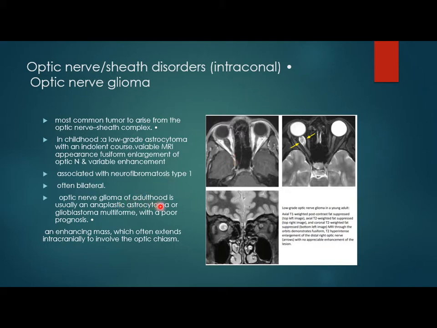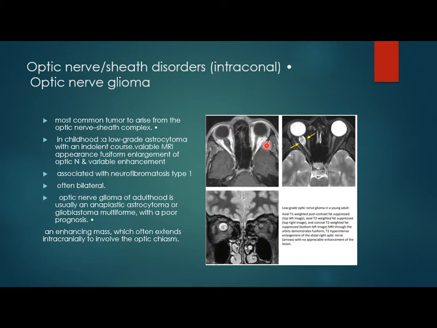Optic nerve glioma of the adult is usually anaplastic astrocytoma or glioblastoma multiforme with a poor prognosis. It appears as an enhancing mass, in this case an enhancing mass that extends intracranially to involve the optic chiasm and may involve the optic radiation.